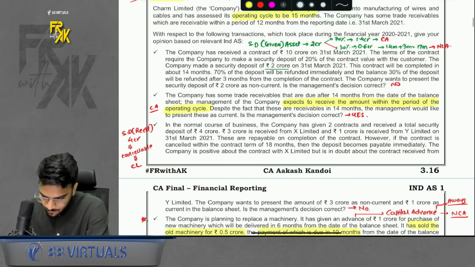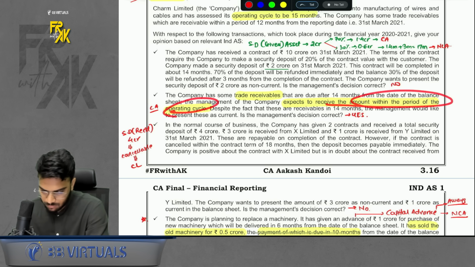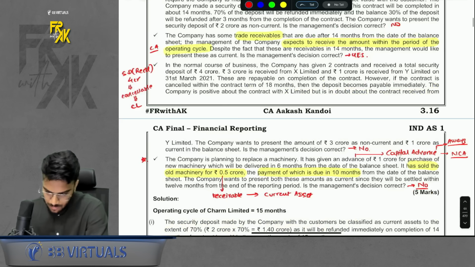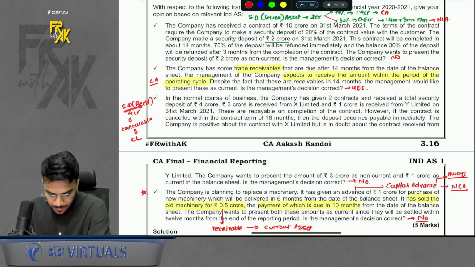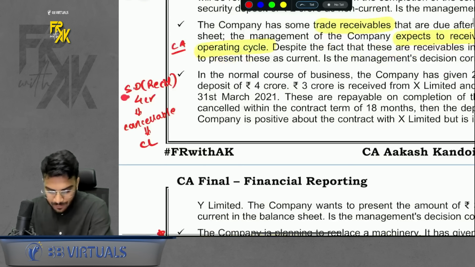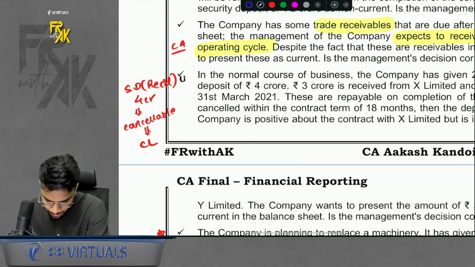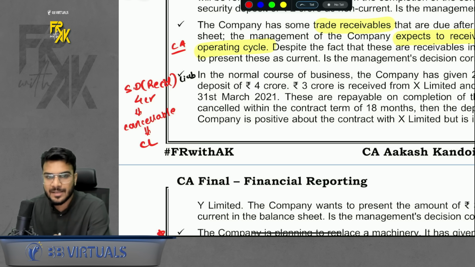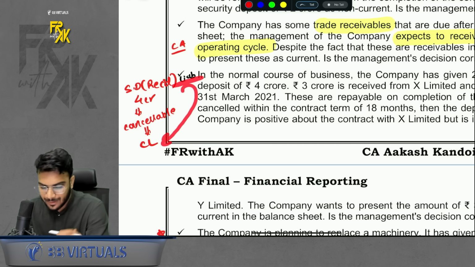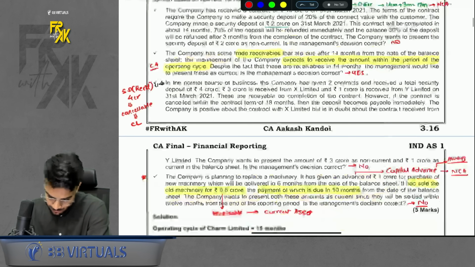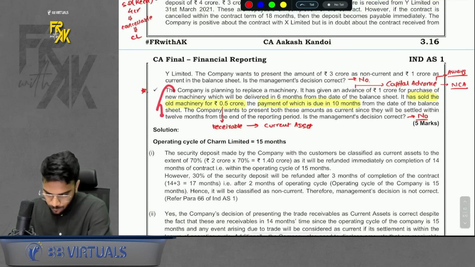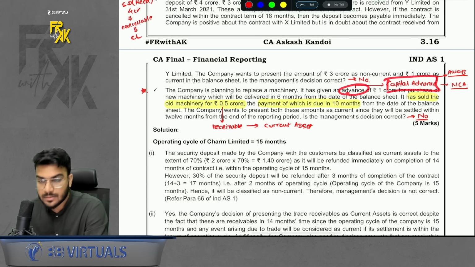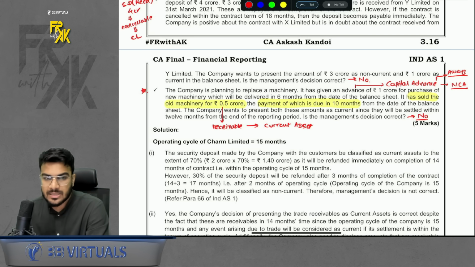Second point, there is a trade receivable which you expect to receive within 14 months. So current. Okay. Third case, do you remember the third case I discussed with you? When you receive a deposit, like a liability for you, and if this deposit is cancelable, and on cancellation you have to give the refund immediately, then the full liability will be current, irrespective of any other conditions. We discussed this specially. And the fourth point, whenever you give a capital advance for purchasing machinery, it does not matter when the machinery gets delivered. Capital advance for purchase of machinery is always non-current.